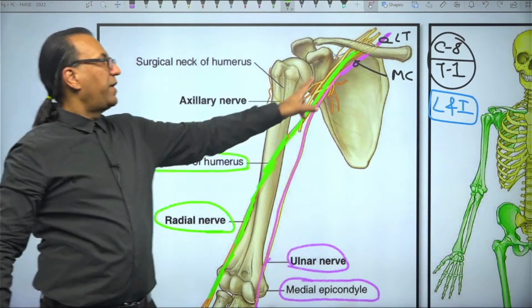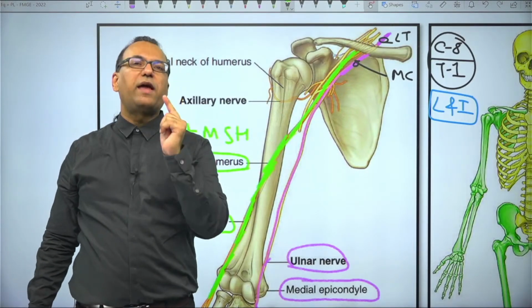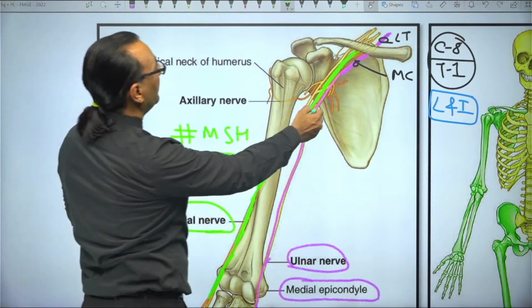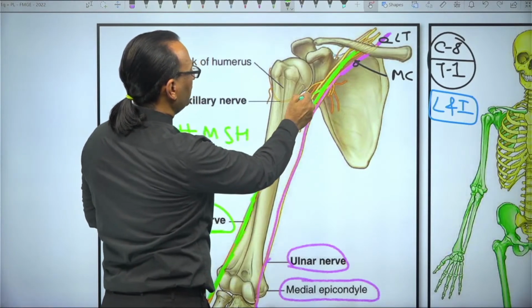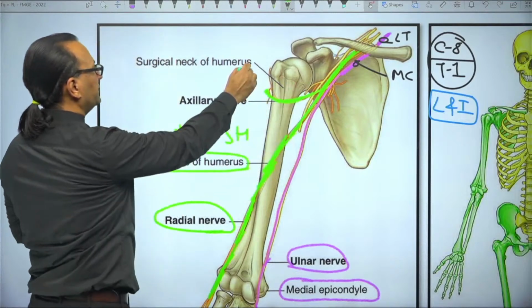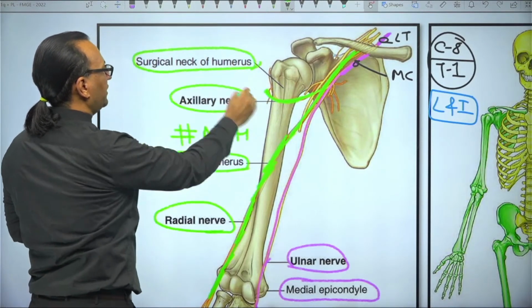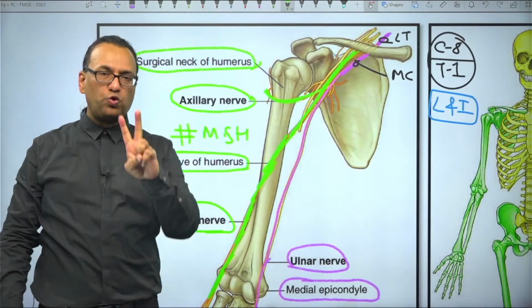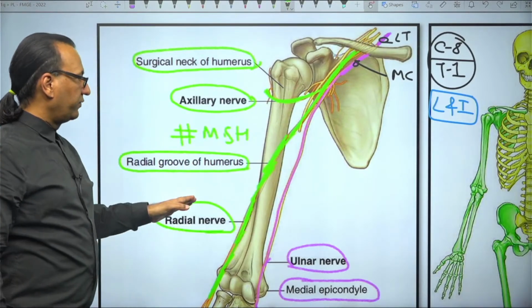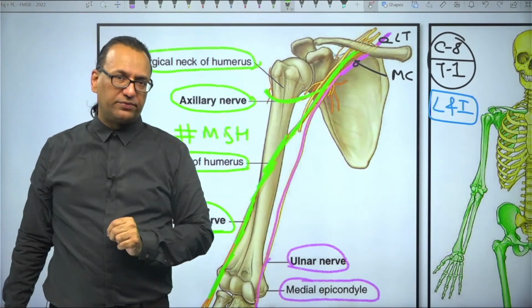The posterior cord of the brachial plexus gives one more important branch in the axilla, which you can follow here, going around the surgical neck of the humerus. That nerve is the axillary nerve. So here you have seen two branches from the posterior cord of the brachial plexus: one, the radial nerve, the other, the axillary nerve.